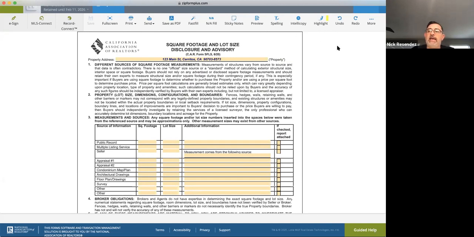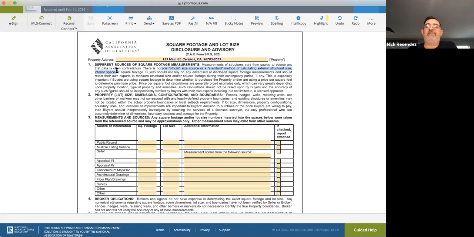And the reason why is because the first paragraph here says there is no one official size source, nor is there a standard method of calculating exterior structural size or interior space. Some of you guys may be shocked to know that, right? There is no correct way to measure the inside of a house. Do you include the baseboards or not? Well, what about the closets? They're inside the house, but you can't really live in it. What does that mean, right? So there is no standard. And so you might see discrepancies. In fact, you guys may see discrepancies now in the MLS that's different than the tax records.